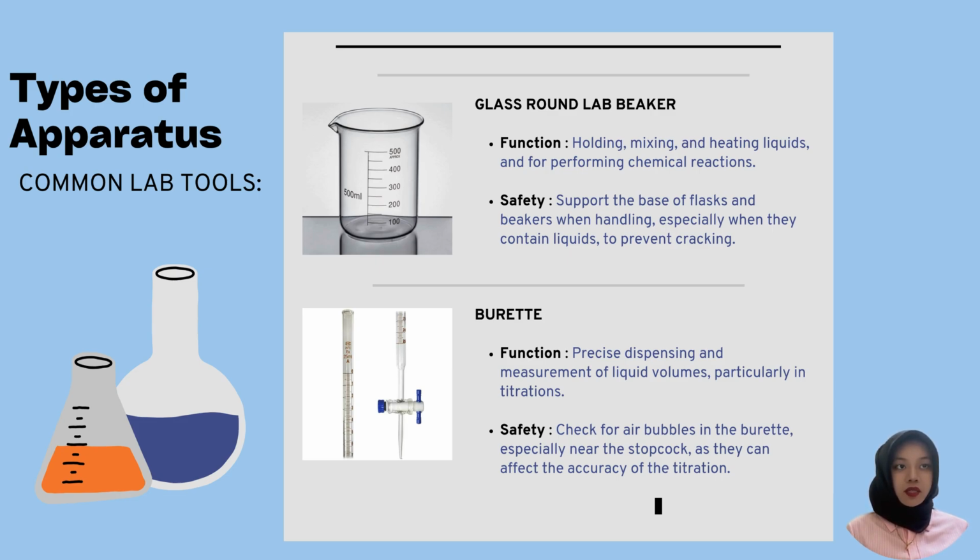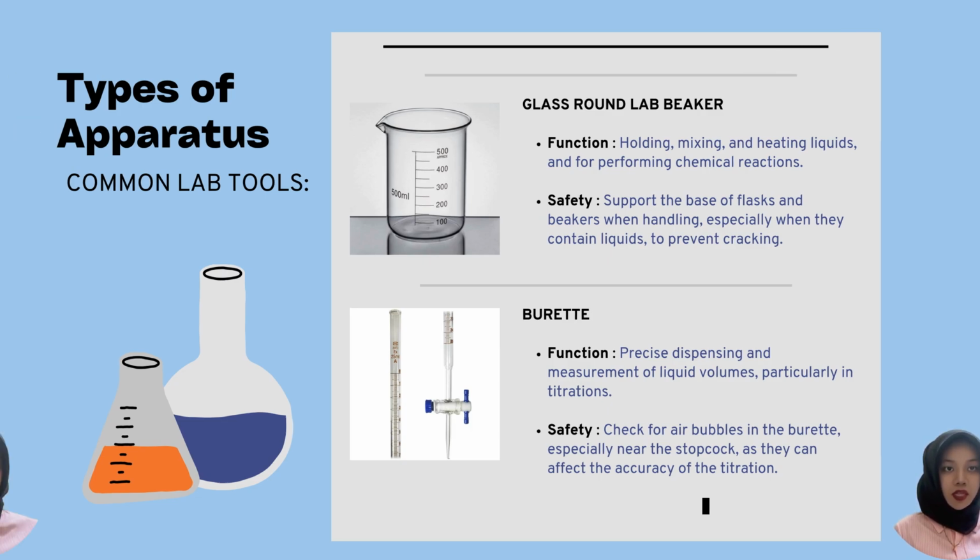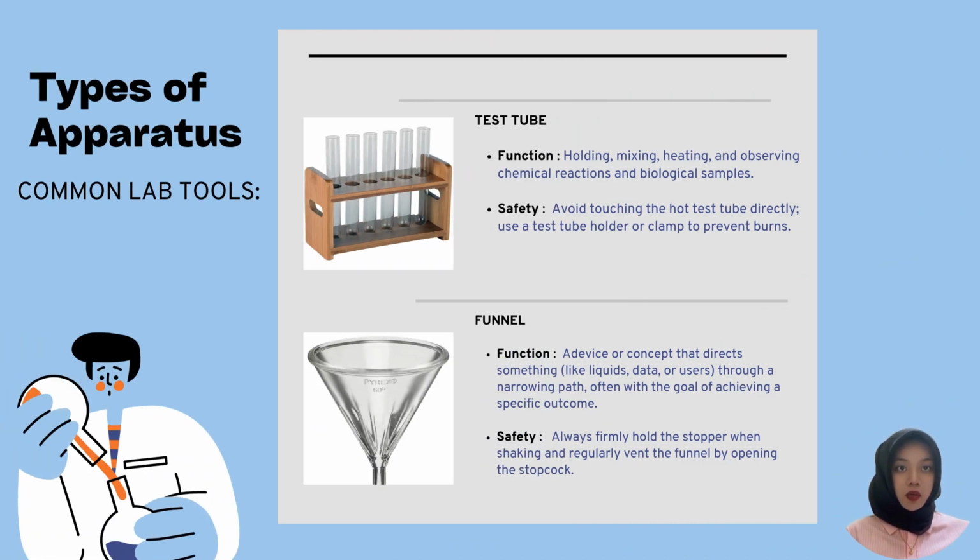Burette function: precise dispensing and measurement of liquid volumes, particularly in titration. For the safety, check for air bubbles in the burette, especially near the stopcock, as they can affect the accuracy of the titration.